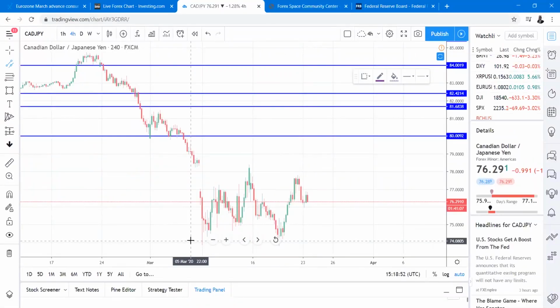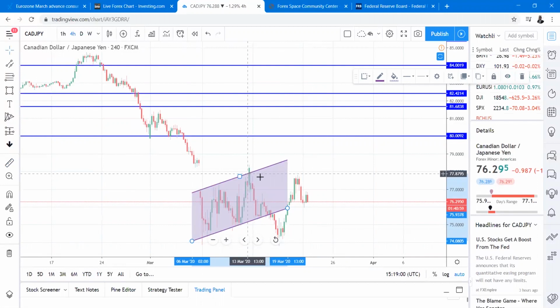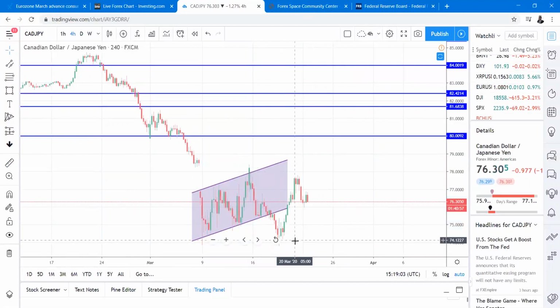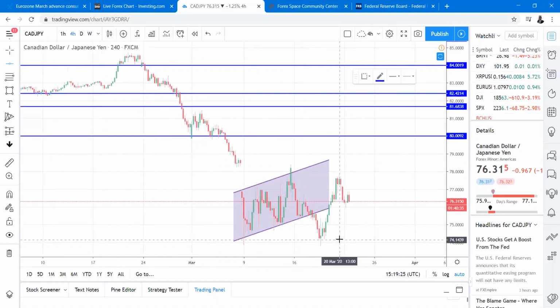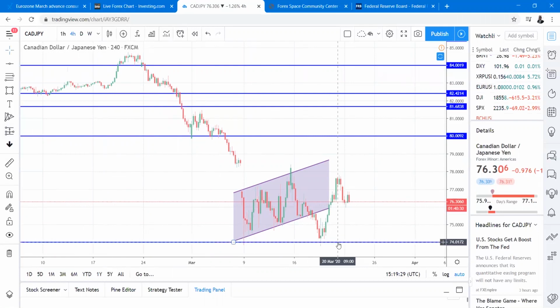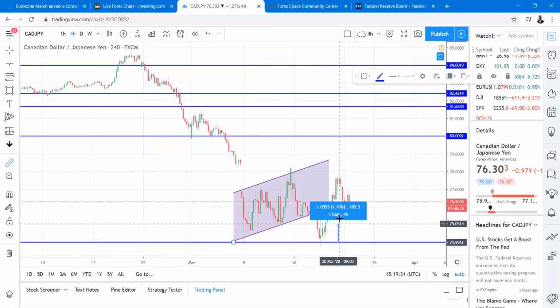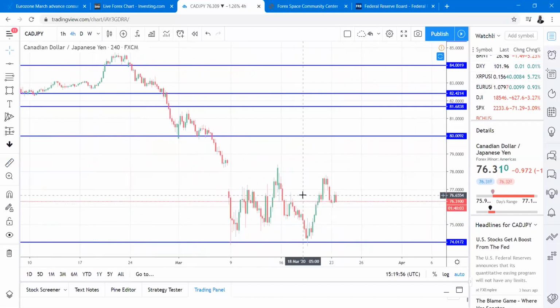Last week we were bearish on the Canadian dollar against the Japanese yen after breaking the flag, as you can see, and our first target was 74. We were lucky enough to hit our target before price bounced up. We hit it exactly, about 150 pips. Now let's move to this week's trading idea.